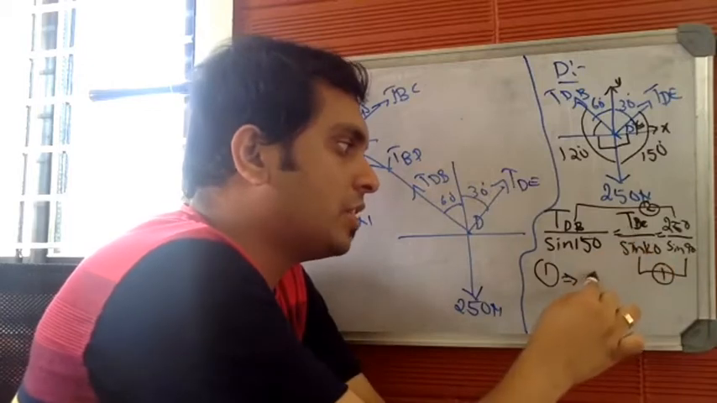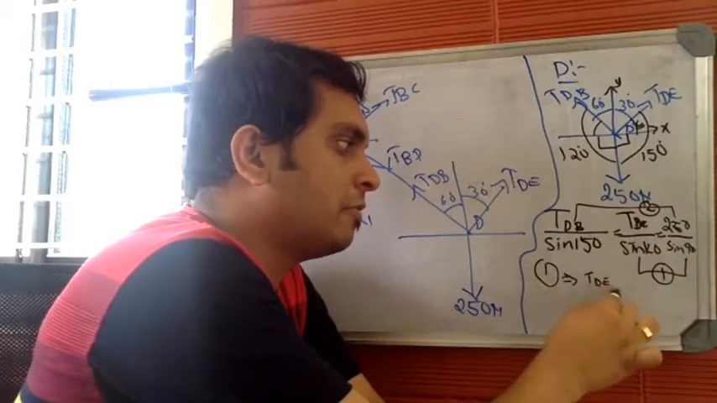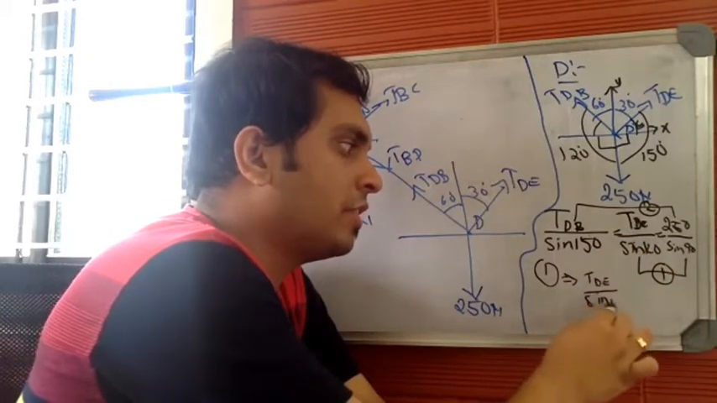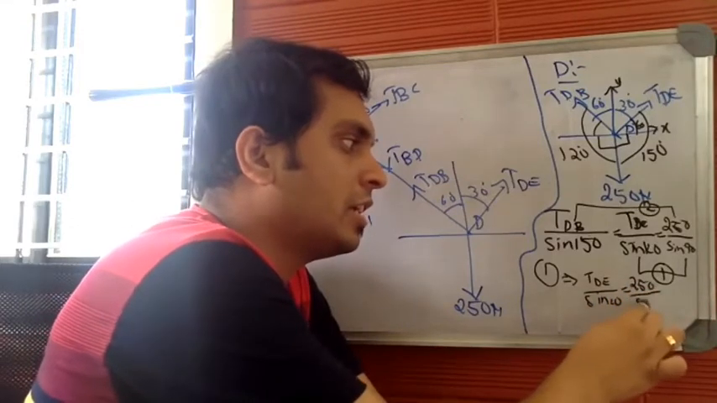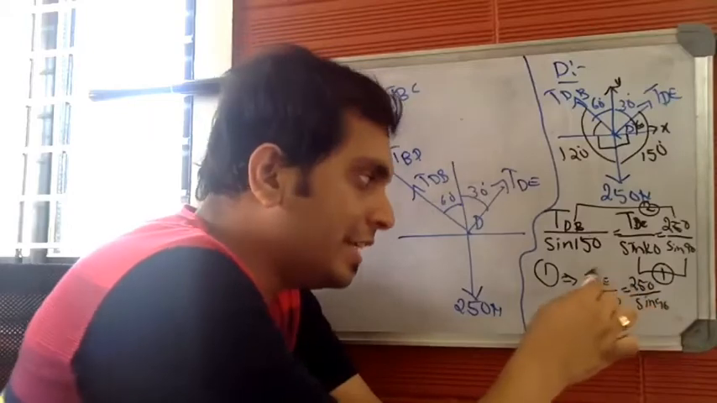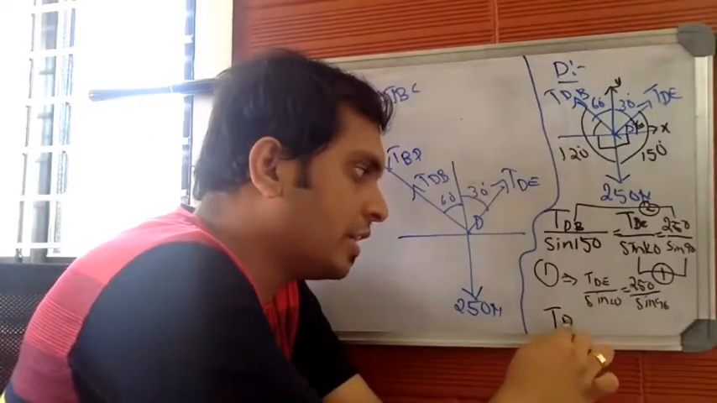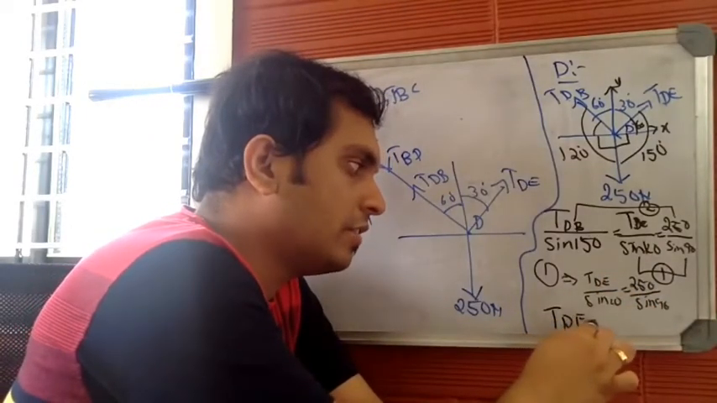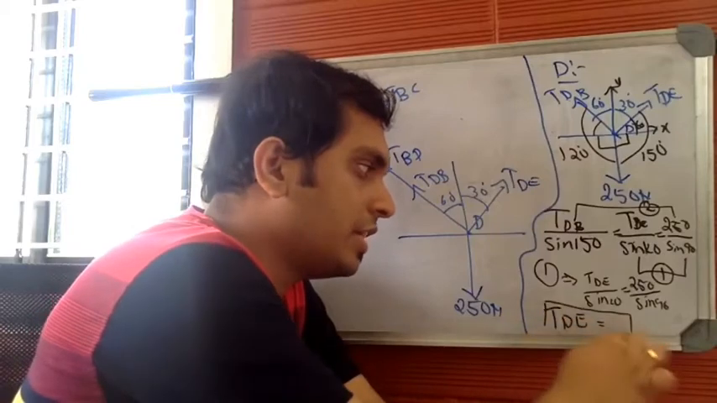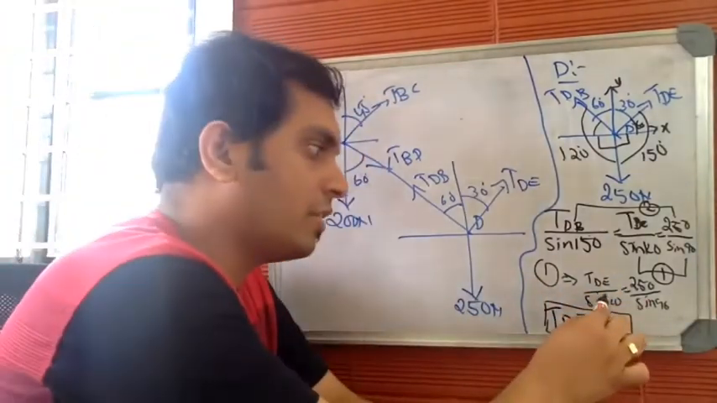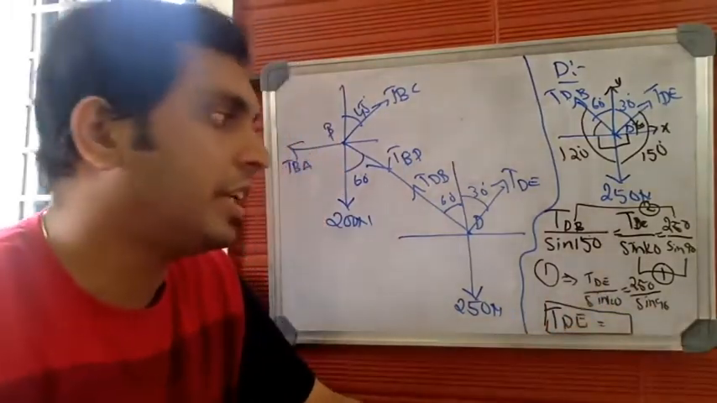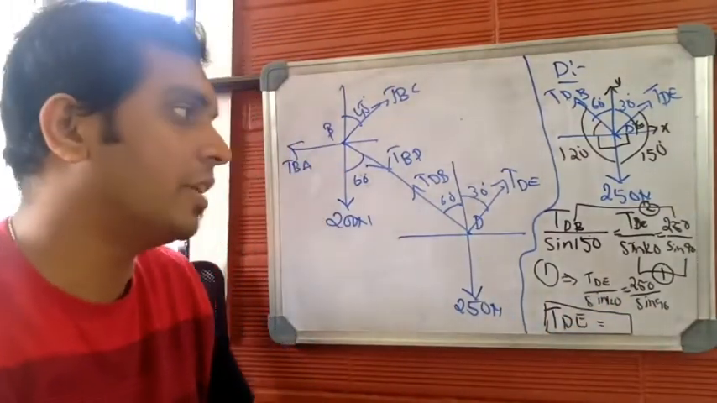equation number one, which is TDE by sine 120 is equal to 250 by sine 90. Here TDE is the only unknown, so you get the value of TDE. TDE will be 250 into sine 120 divided by sine 90, which will be the value of TDE.